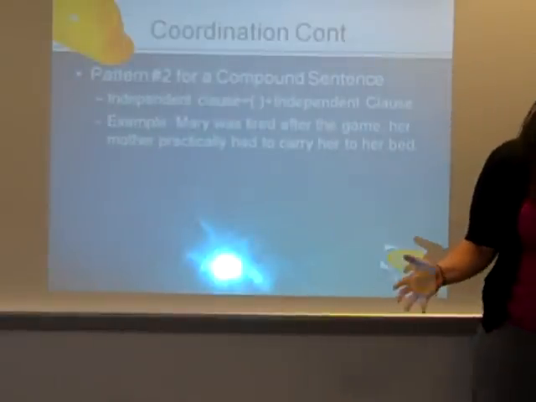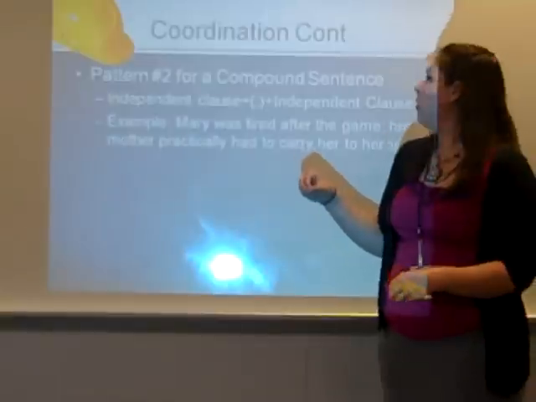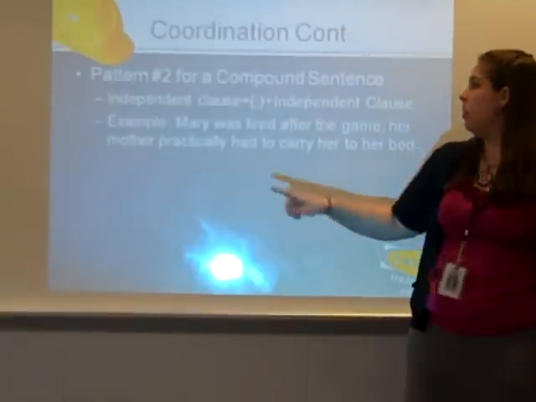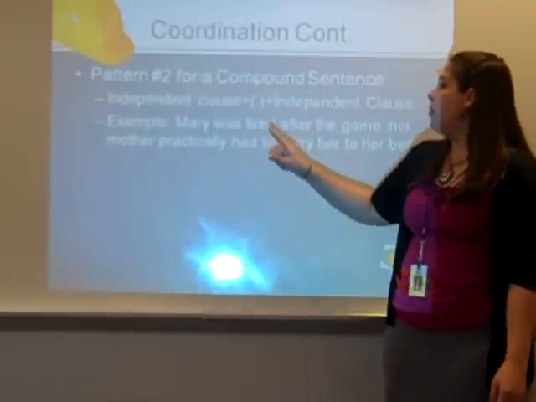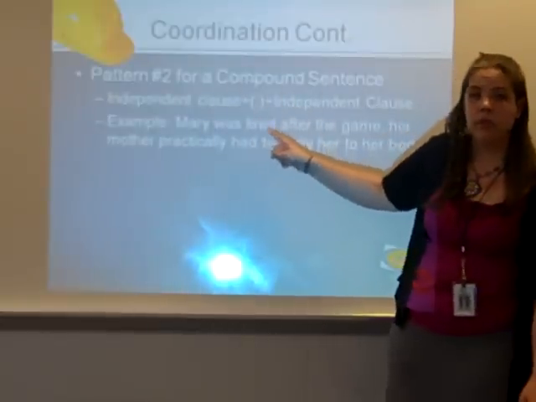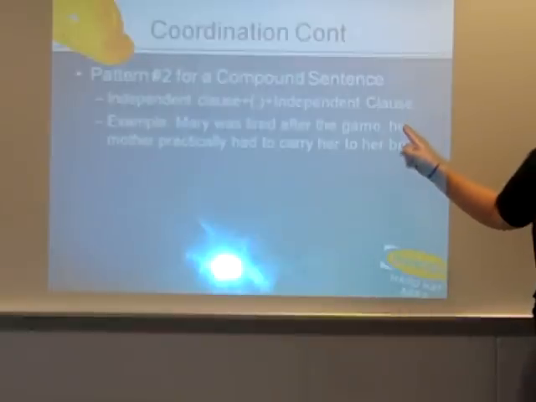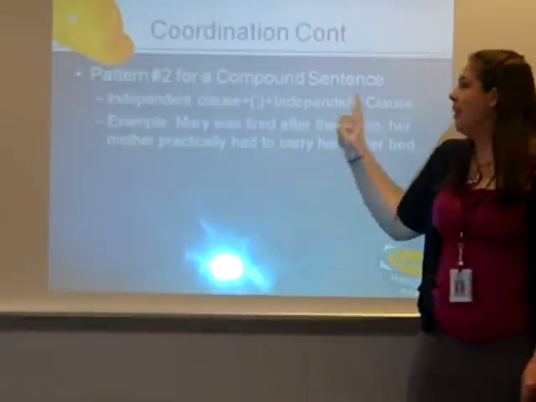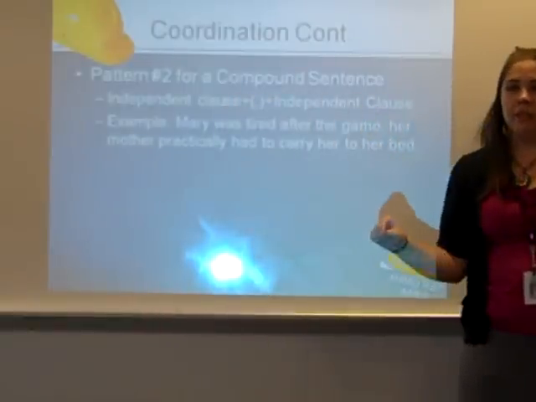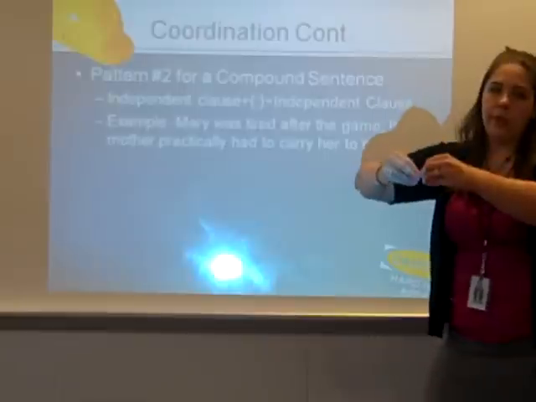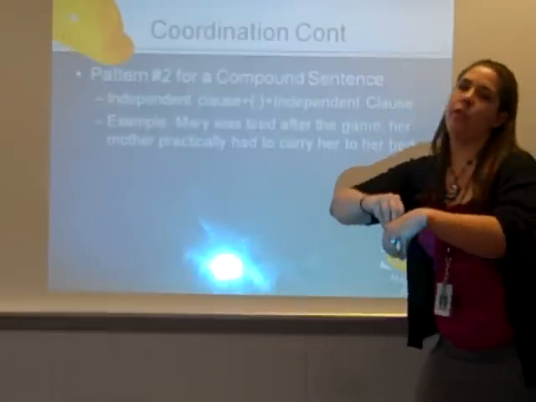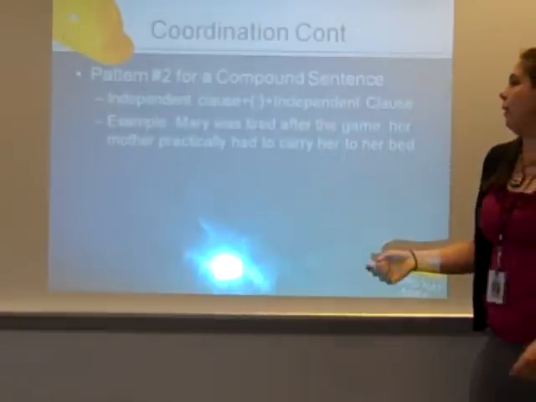The second way of combining two independent clauses to make a compound sentence is you have your independent clause plus a semicolon plus another independent clause. Brief note, the two independent clauses have to be related. You can't just randomly join two independent clauses together that have nothing to do with each other. That doesn't make for good writing.